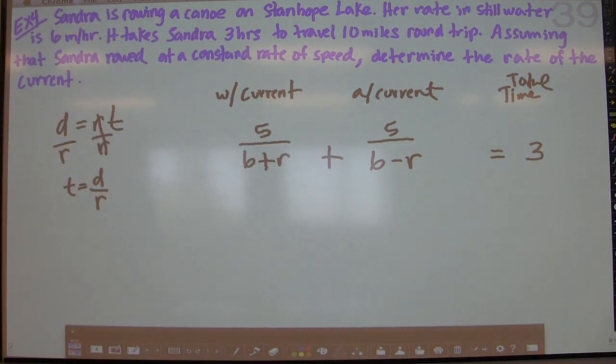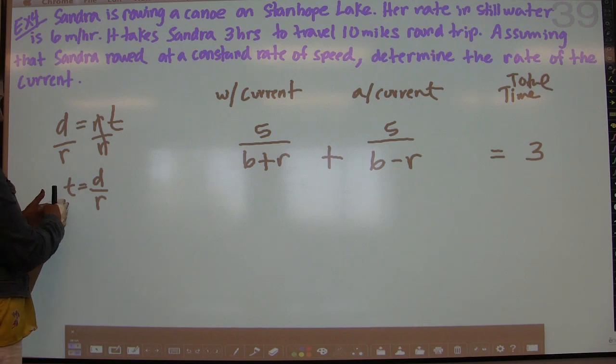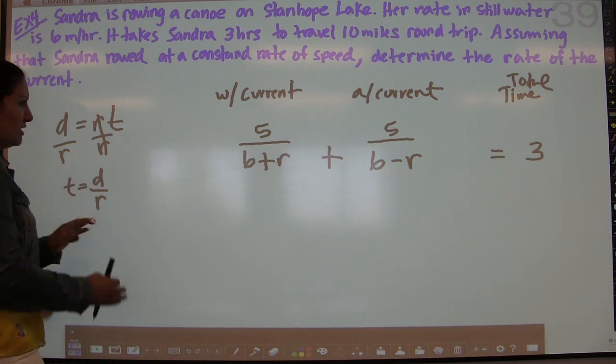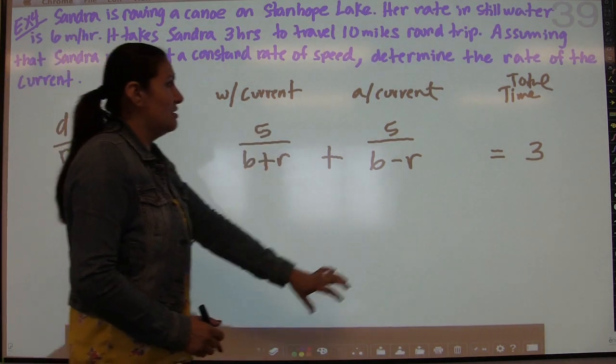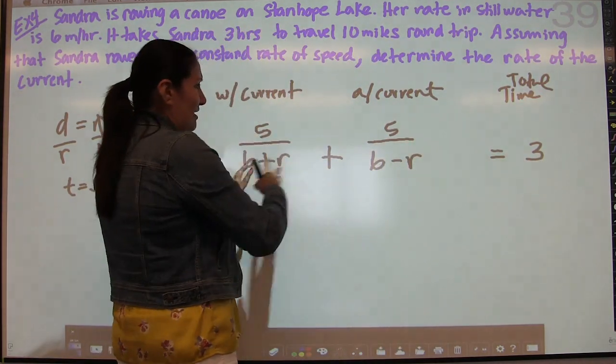So you get 5 over 6 plus r, and then 5 over 6 minus r, and total time is going to equal 3. Just to recap, we're using this formula, time equals distance over rate. So this is the time with the current, this is the time against the current, and this is the total time. So obviously these two should add together to get 3.